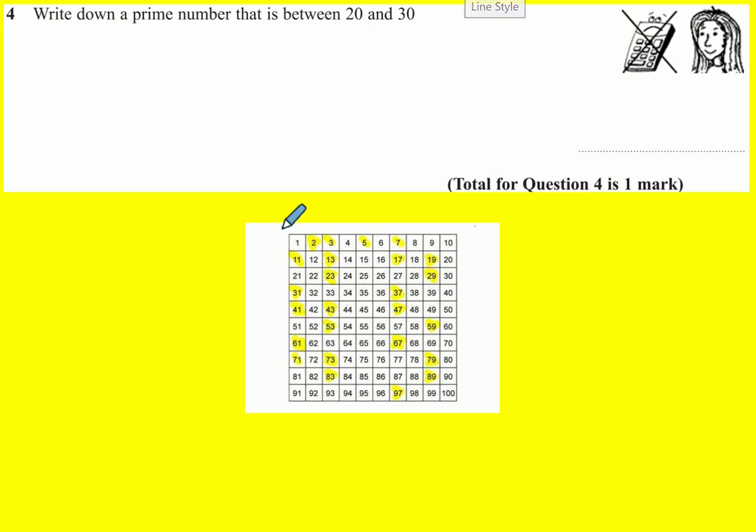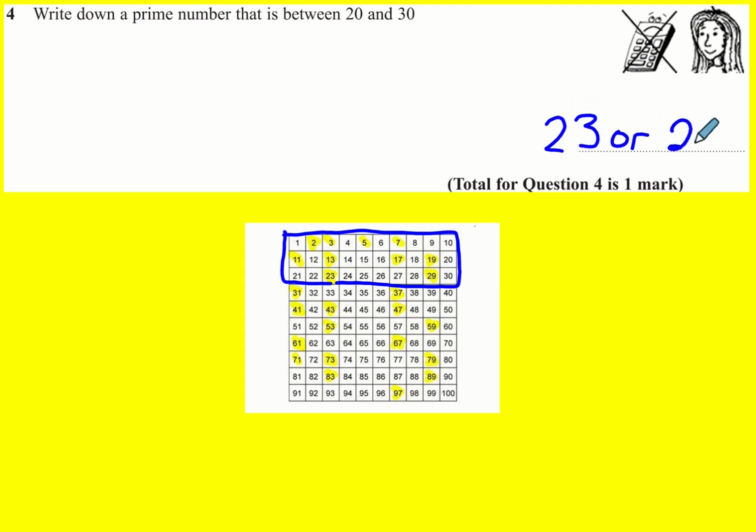Let's just say, for the purpose of this question, at least up to 30, obviously because they're asking you between 20 and 30. So you can see two highlighted ones there, 23 and 29, and either of those were fine. You only needed to put 1 because, of course, it's 1 mark. So either 1, 23 or 29.